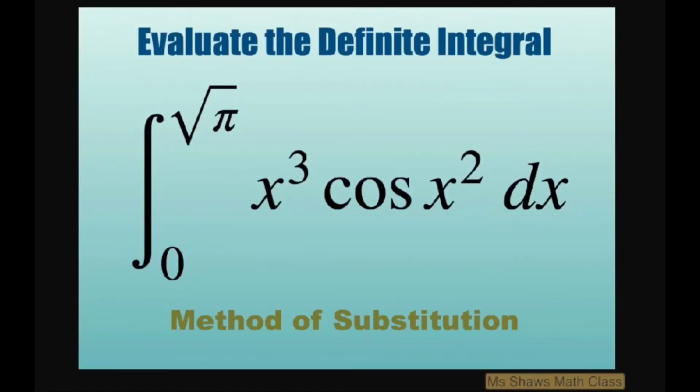We're going to evaluate the definite integral from 0 to square root of pi of x cubed times cosine x squared dx. Before we start, I'm going to rewrite this as from 0 to square root of pi, and write this x cubed as x squared times x. All right, because we have these x squares here, so cosine of x squared dx.